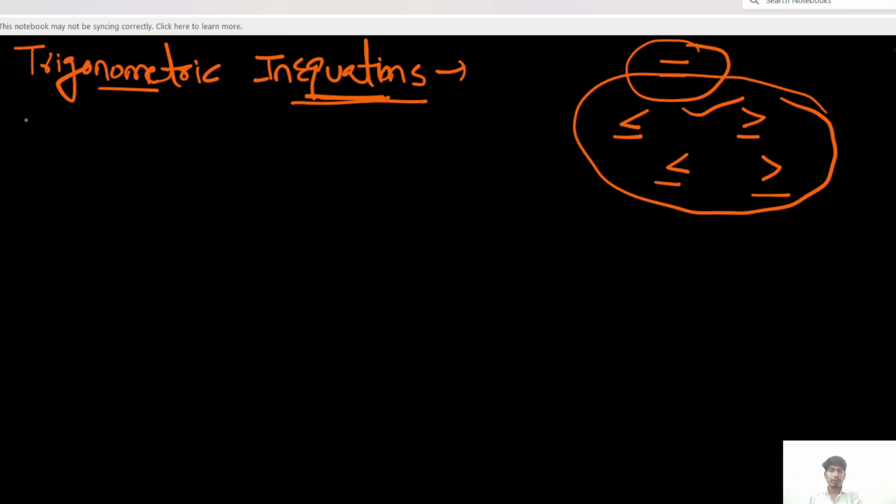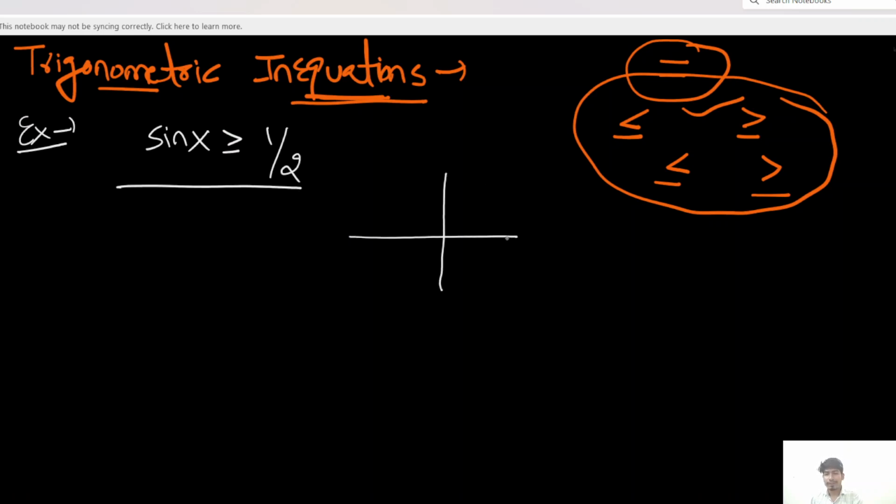What is the first example? The first example is sine x is greater than or equal to 1 by 2. Then we know this is our graph. Sine theta is 1 by 2 here at pi upon 6, and here at 5 pi upon 6. These values are less than 1 upon 2 and these values are also less than 1 upon 2. In the values between, sine x is greater than half.